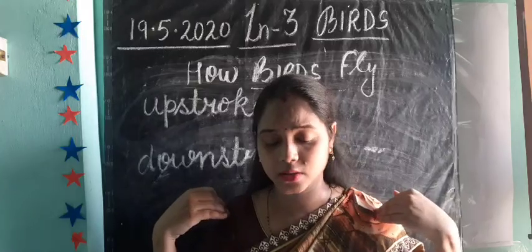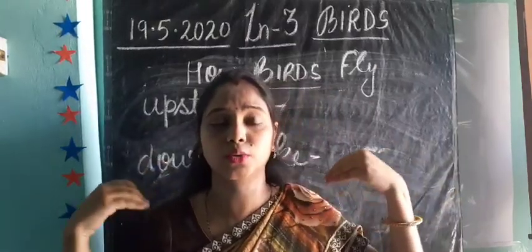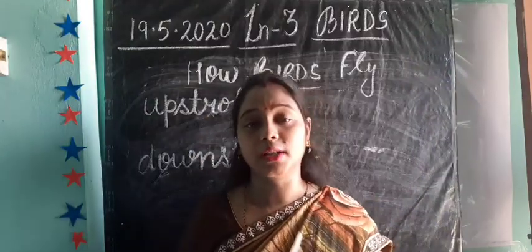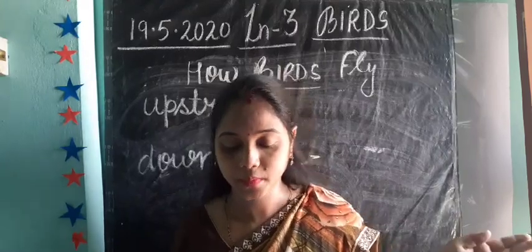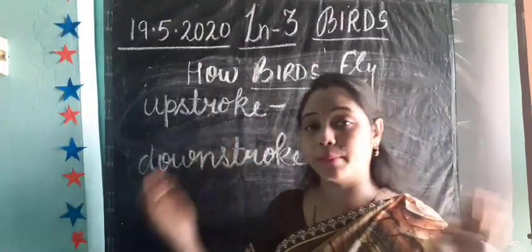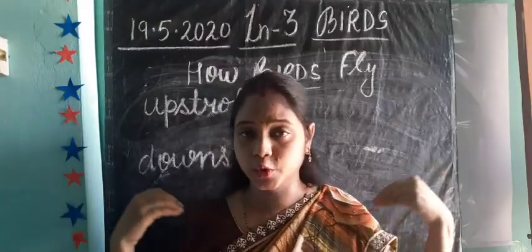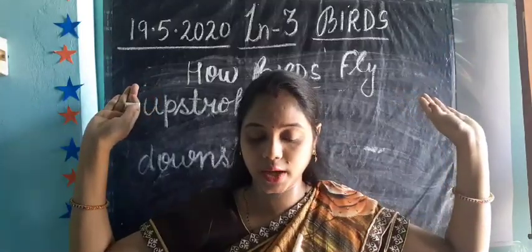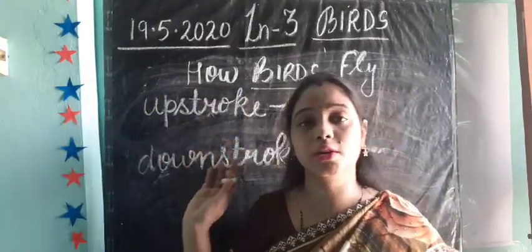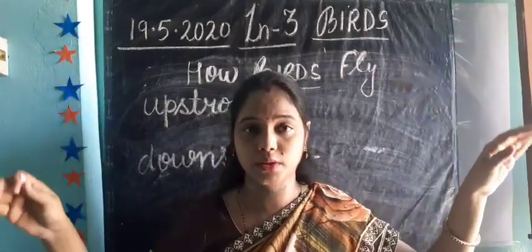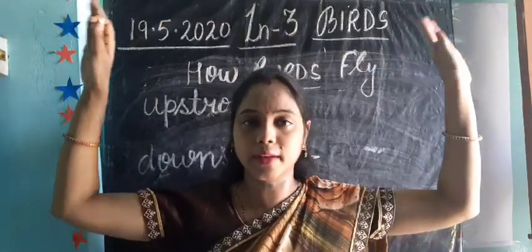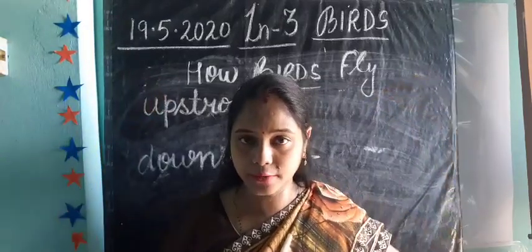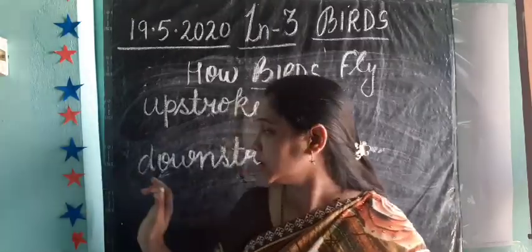Suppose your two hands or two shoulders are your wings, and you can do this at your home, and you can feel how the birds are moving, or how the birds fly. What is upstroke? Upstroke is the movement of the wings upward and backward, that is called the upstroke movement. That means they will go upward and then backward, so that is upstroke. And then downward and forward, that is downstroke.